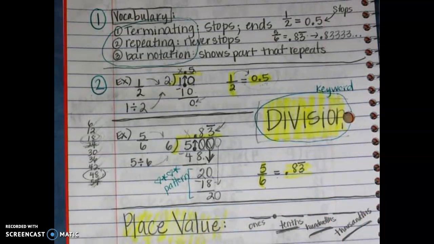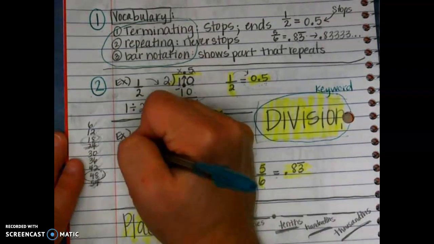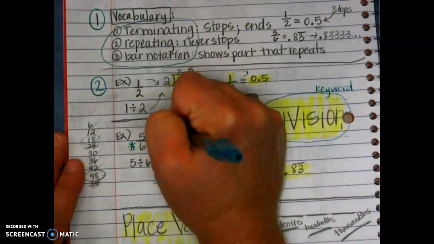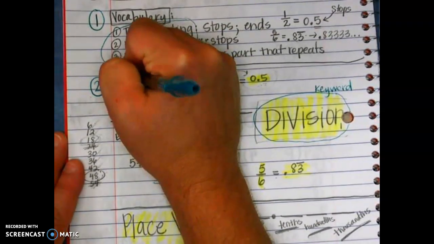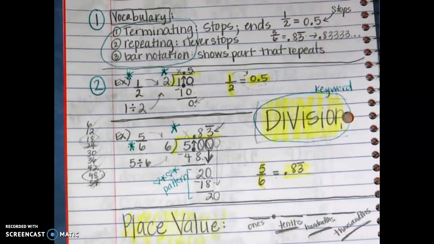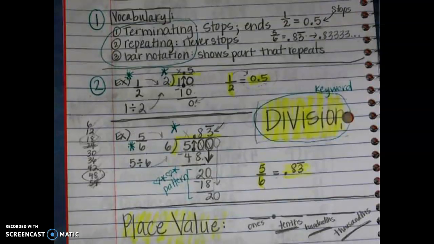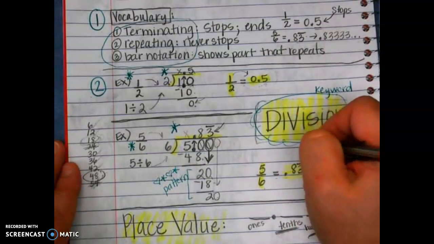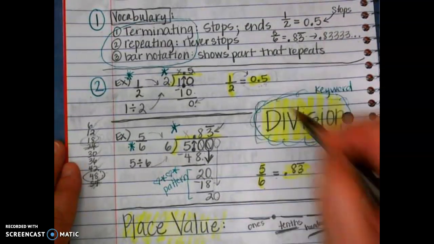Now, something you might want to mark in here is that this is going to be on our test. So I'm going to put little stars right here, because this part and this part are extremely important. This is what I need to know to be successful, and it's all around this word division. So I'm going to give myself an even bigger star.